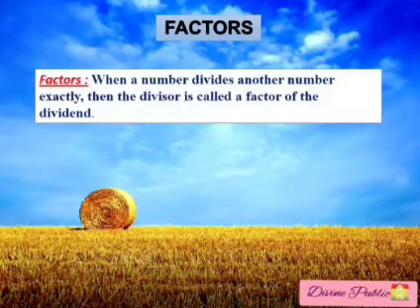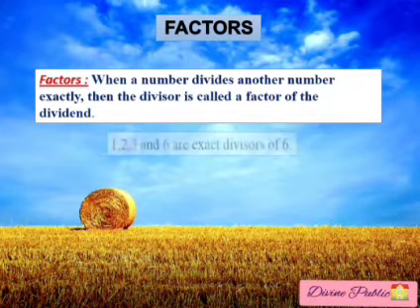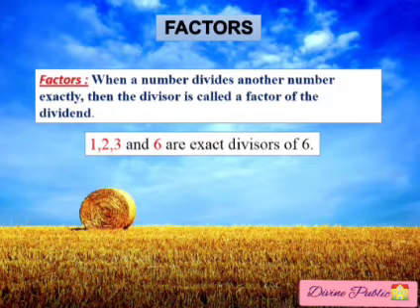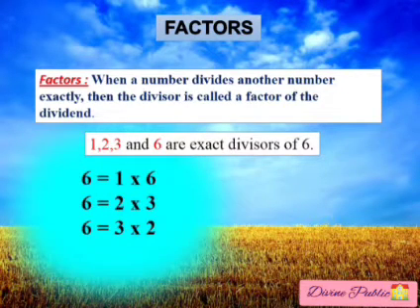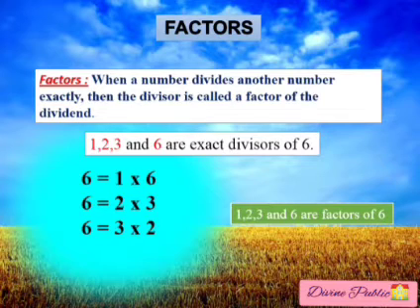When a number divides another number exactly, then the divisor is called a factor of the dividend. For example, 1, 2, 3 and 6 are the exact divisors of 6. Means 6 equal to 1 into 6, 2 into 3, 3 into 2. It means 1, 2, 3 and 6 are factors of 6.